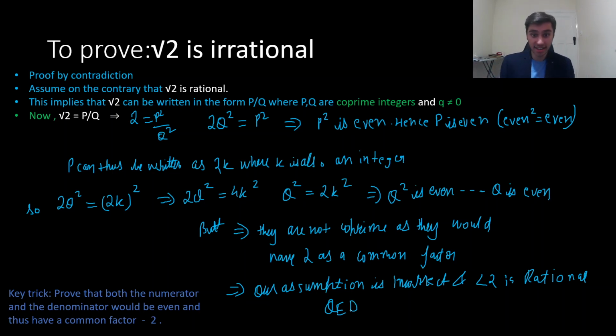Yeah, and this is what you just needed to know about. You just need to prove that both the numerator and the denominator would be even. That's the key to this proof, and that's it, you are done.